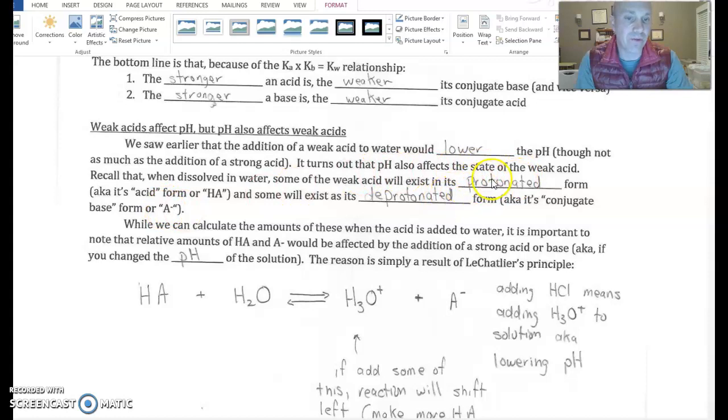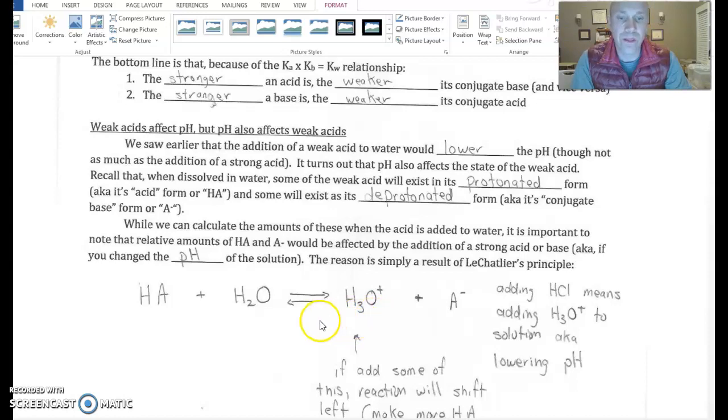The relative amounts of the protonated and deprotonated forms depend on the Ka. So you're going to have both of these swimming around in that solution of a weak acid. If we were to add any weak acid to water, recall that this is what's going to happen: some of that weak acid is going to react with water, making some H3O+ and A-. But when you take a look at this, recall that this is reversible. And also recall this concept from the reaction equilibrium unit, which is Le Chatelier's principle.